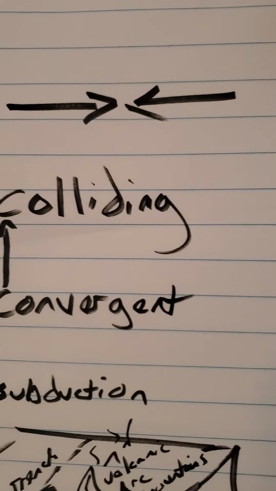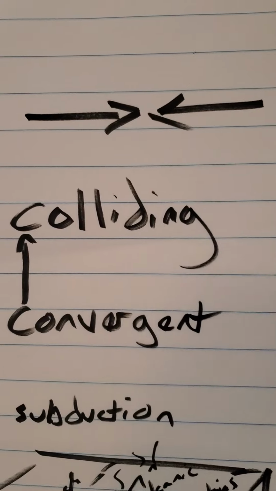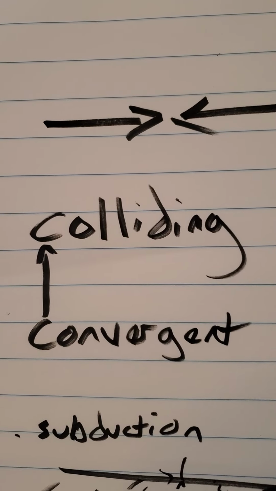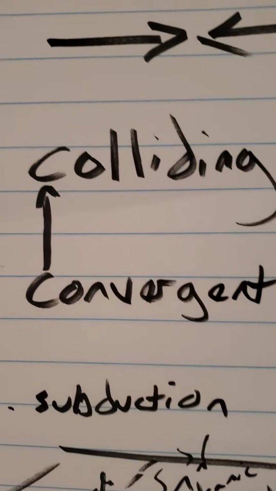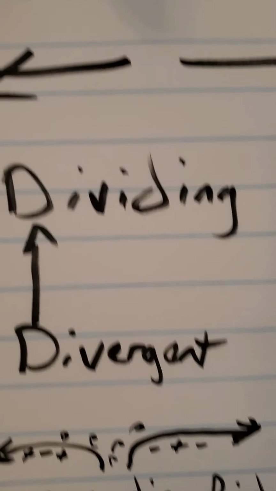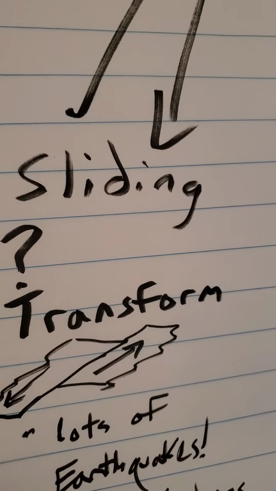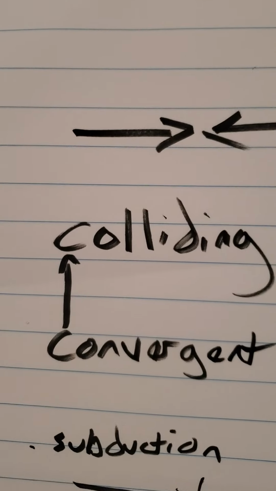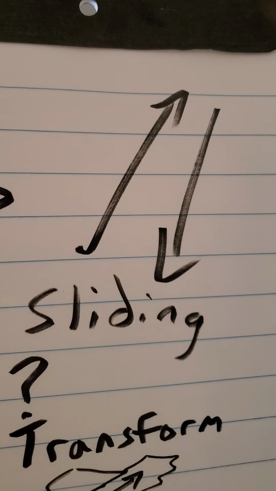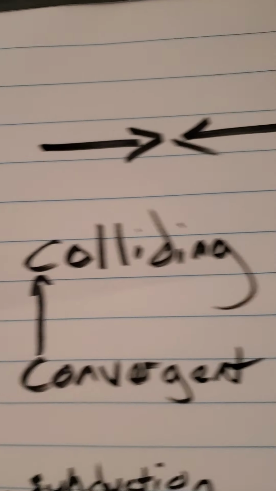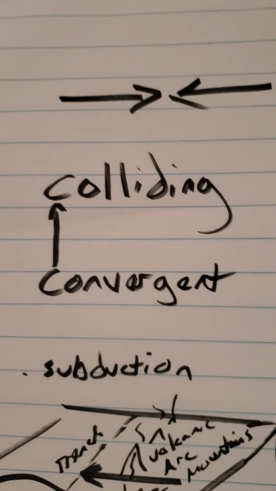Ba ba ba bump, ba ba ba bump, ba ba ba bump, ba ba ba bump, ba ba ba bump. Convergent is colliding, divergent is dividing, transform is sliding, these are the boundaries. Convergent is colliding, divergent is dividing, transform is sliding, these are the boundaries. Ba-da-da-dum.